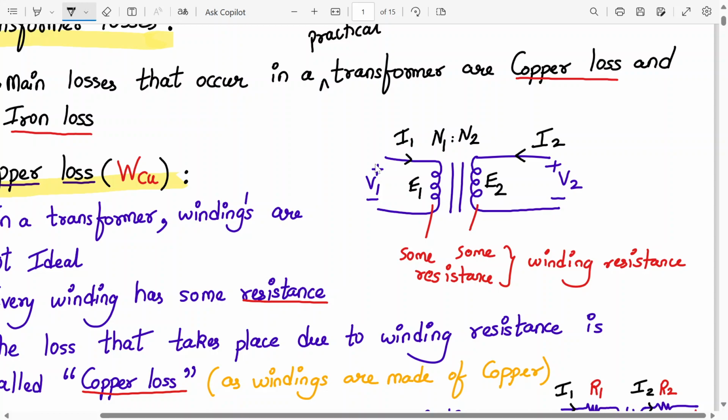Let me remind you, V1 is my primary voltage, E1 is my self-induced EMF, I1 is the primary current, N1 and N2 are the number of turns in the primary and secondary, E2 is the mutually induced EMF, I2 is the secondary current, and V2 is the secondary voltage. In a transformer the windings are not ideal. Every winding has some resistance, so the loss that takes place due to winding resistance is called copper loss.